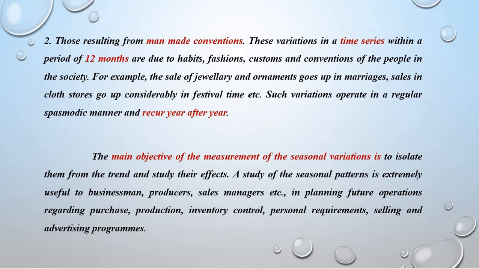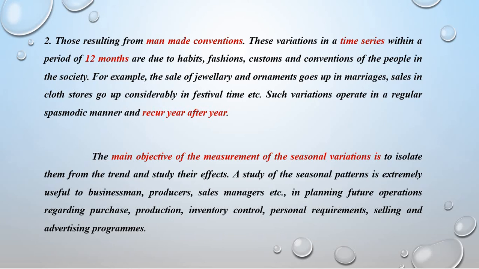The second cause is the result of man-made conventions. These variations in a time series within a period of 12 months are due to habits, fashions, customs, and conventions of the people in the society. For example, the sale of jewelry and ornaments goes up in marriages, and sales in cloth stores go up considerably in festival time, etc. Such variations operate in a regular spasmodic manner and recur year after year.